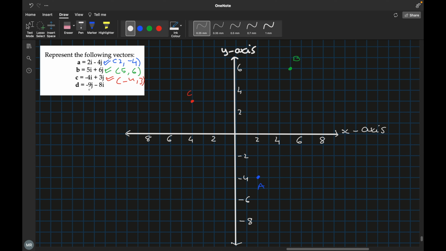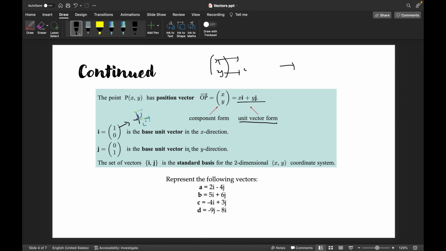Okay, look at this. This is j, right? Let me use a different color. Purple. This is going to be minus 8 comma minus 9. This is because this is i and it's going to have the x coordinate, and this is y, so it's minus 9. It's minus 8, minus 9. It's going to be somewhere here. This is D. So this is how you represent vectors. I hope it was simple. It's just like plotting the x and y coordinates.